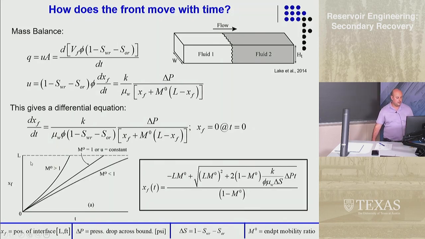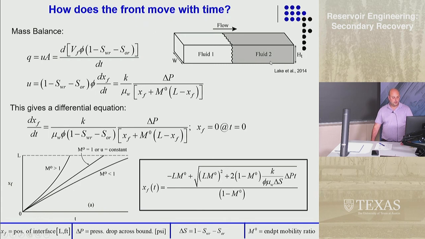Okay, so if you look at XF versus time and you plot this, it looks like this. Now, if m naught is equal to 1, and the mobility ratio is 1, that means I'm replacing oil with an equally mobile water, right? So nothing really special happens there. That position increases. It goes from 0 to L.